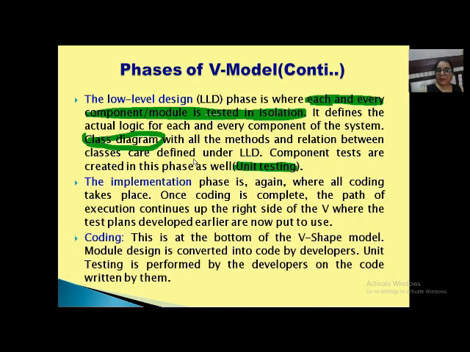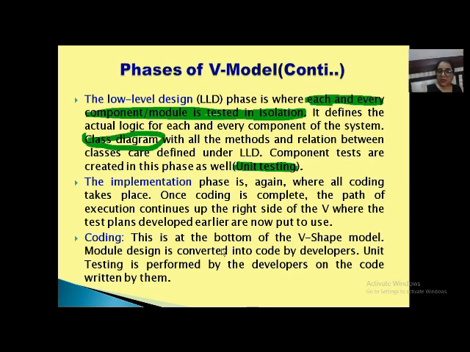Again, the implementation phase is where all the coding takes place. Once coding is complete, the path of execution continues at the right side of the V, where the test plans developed earlier are now put to use. Basically, what it is trying to say is that coding is complete in the implementation phase, the complete code is ready, and on the right hand side, whatever test plans were made ready are now put into use to completely check your system, its coding, and each and every module.